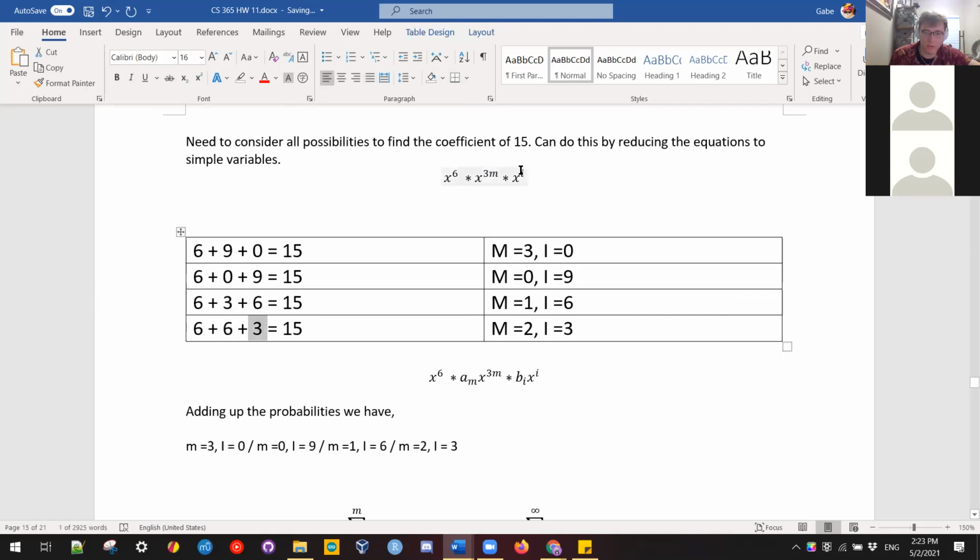Then this part is just I, so it is just 3. Something you might want to have, just for understanding where you're getting these numbers from, is having it set up as 6 plus 3M plus I equals 15. And thus making it 3M plus I equals 9, essentially.